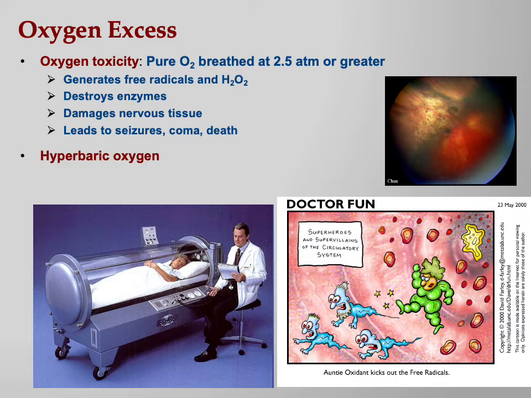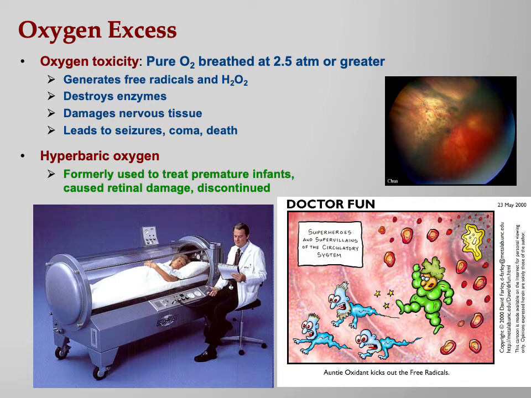all right? And then hyperbaric oxygen. This is where they have the hyperbaric chamber. That's what you see on the lower left. In certain cases, if people have hypoxia for various reasons, you can put them into a hyperbaric chamber, and that will give them more oxygen. At one point, they did this with premature infants who were cyanotic. And then, unfortunately, they discovered that the hyperbaric oxygen was destroying their retinas. So you ended up with little babies who went blind from the hyperbaric oxygen. They were trying to do a good thing, and it ended up being a bad thing.